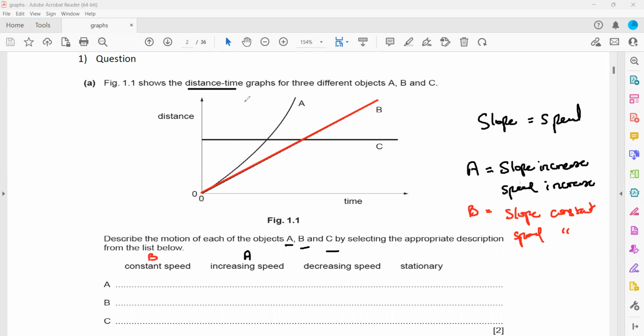And what about C? For C, it is a horizontal line, which means the distance is not changing. If the distance is not changing, we can say the object is at rest. So C is stationary. This was a distance time graph.